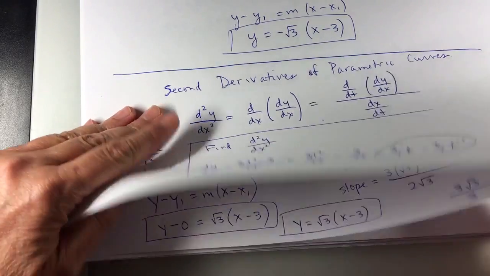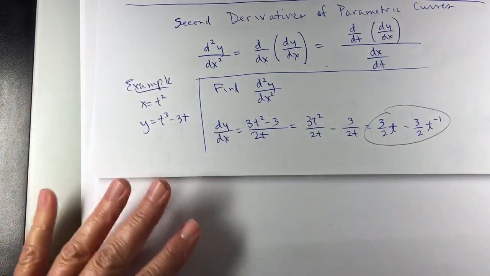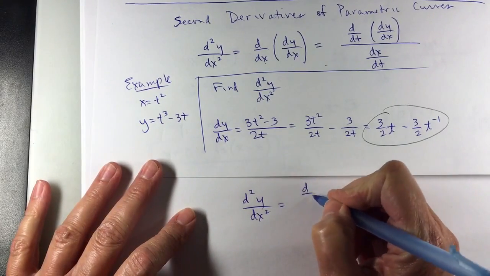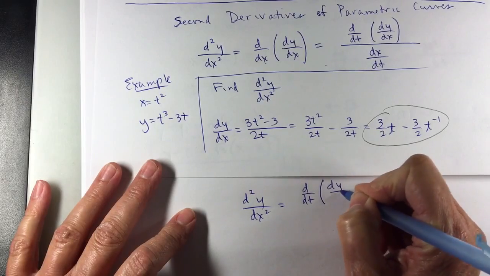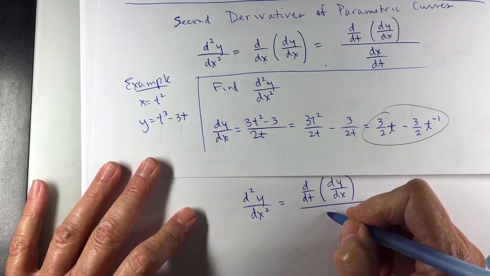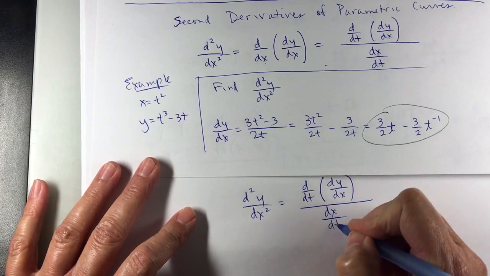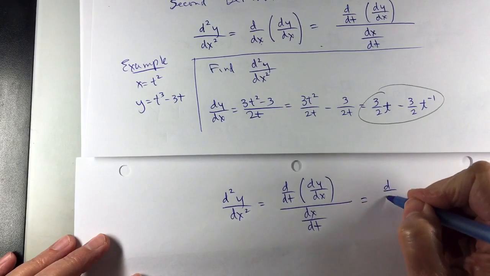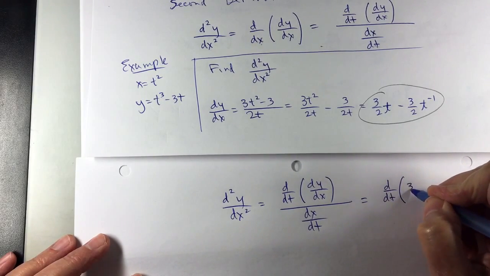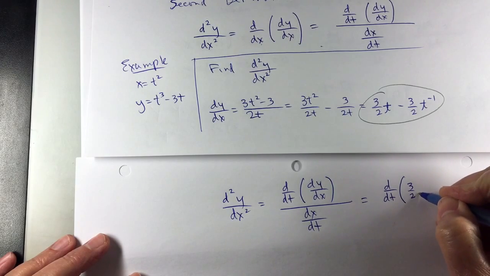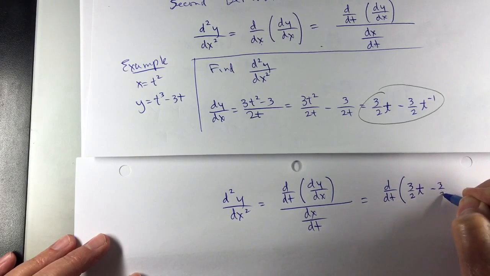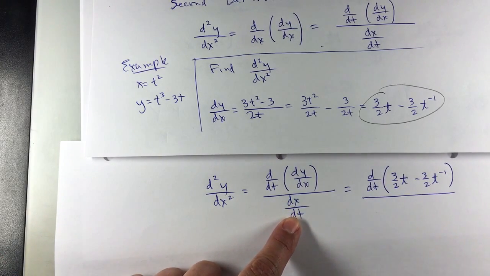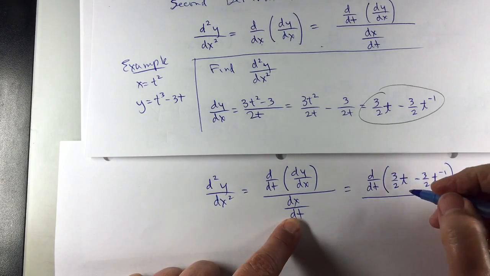So I'm going to go to a new page for this. The second derivative is the derivative with respect to t of the first derivative over the derivative of x with respect to t. I'm going to fill this in, although you might not need to see this filled in. The derivative with respect to t of 3/2 t minus 3/2 t to the minus 1, and what was dx over dt? That was 2t.